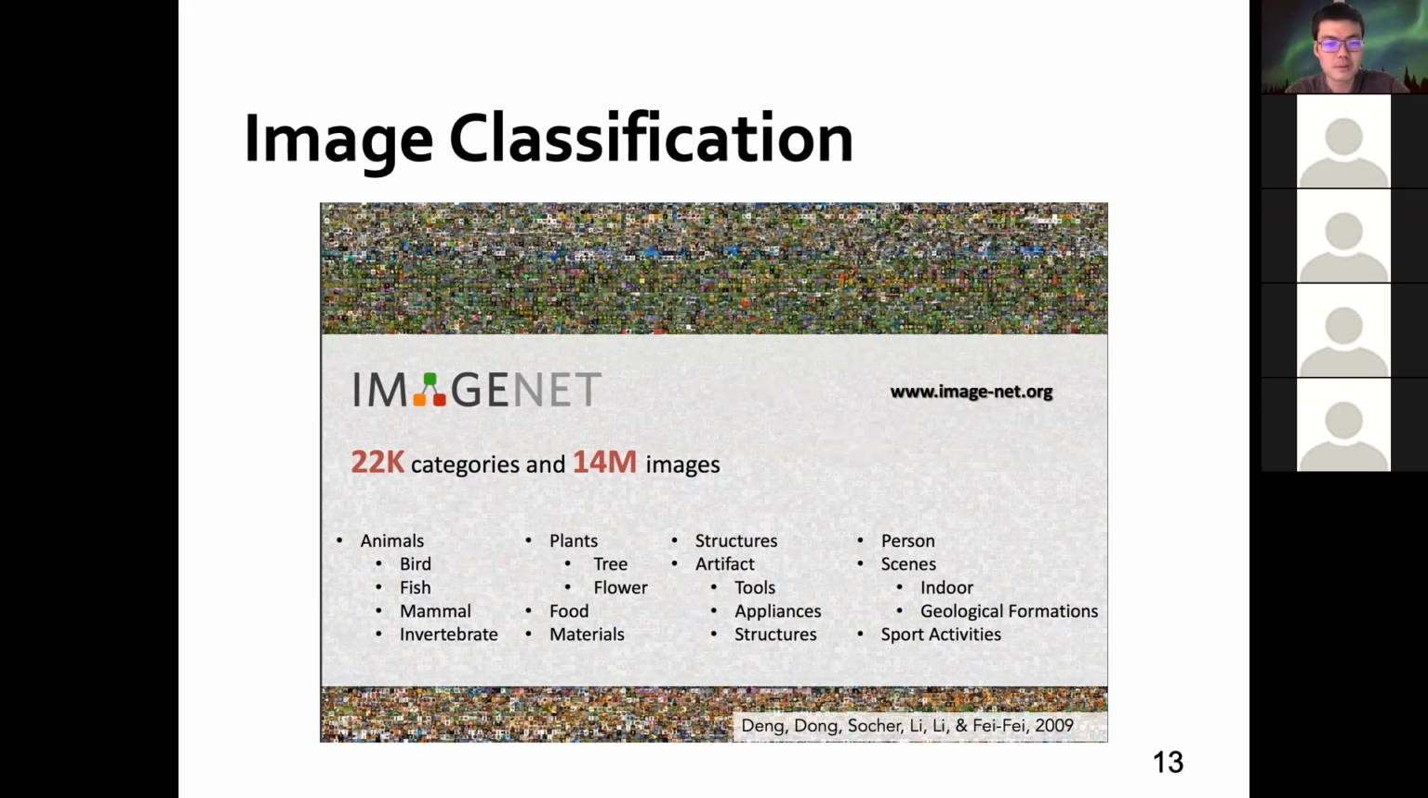So there are a lot of words, and for these words we have maybe 22K categories of words. So this is basically an ontology of concepts. And for each of these categories, Fei-Fei Li maybe paid some people to annotate images with those categories. And so there are 14 million images.